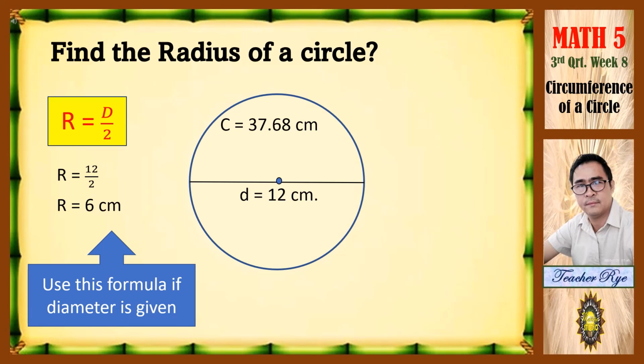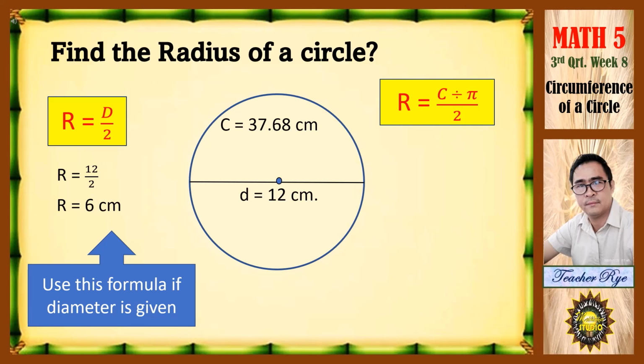So, gamitin natin ang formula na to. Radius is equal to circumference divided by pi over 2. Okay? So ngayon, i-substitute natin ang value ng circumference at saka yung pi. So, 37.68 divided by 3.14 over 2.